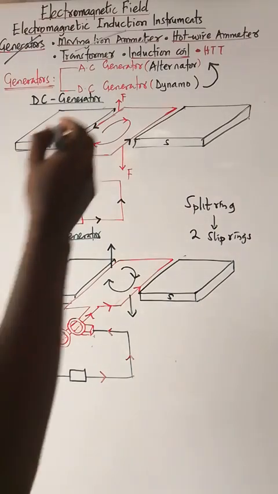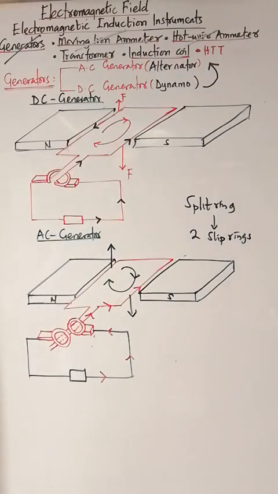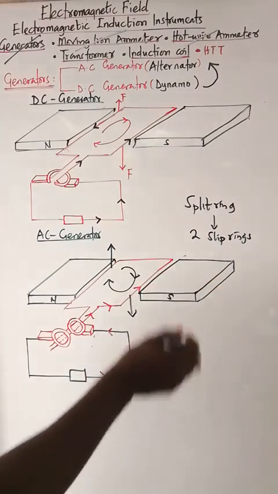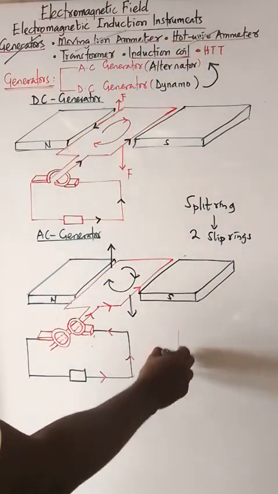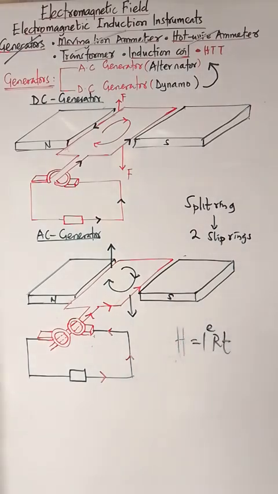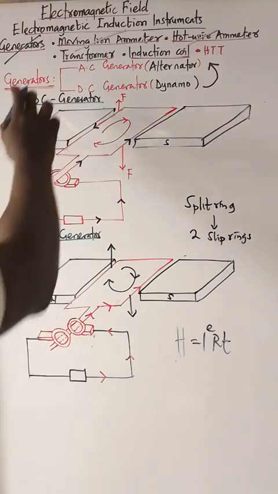So the next one is the hot wire ammeter. This operates based on the heating effect of current. Now, since the heating effect of current does not depend on the direction of the current, the hot wire ammeter can also measure DC and AC. It works based on the principle of the heating effect of current. The heat generated when current passes through a conductor is I squared R T, depending on the resistance and the current flowing through it. So the next is to talk about the transformer.